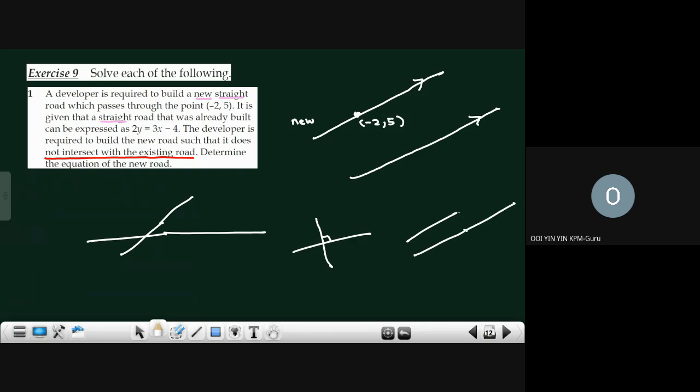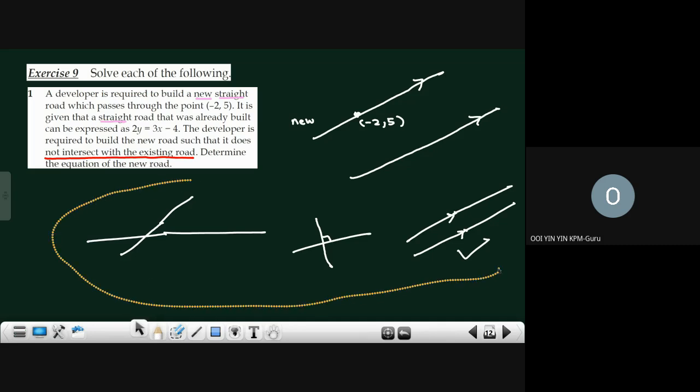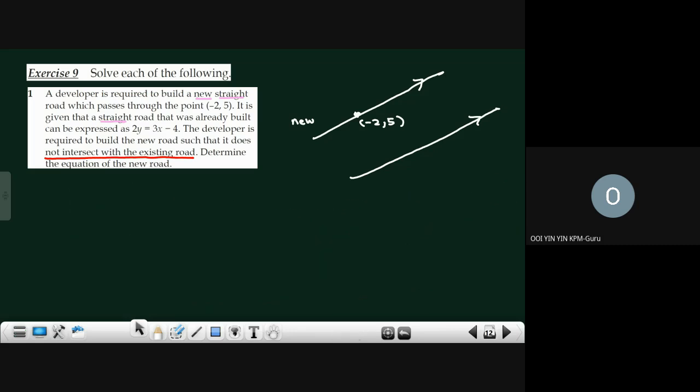From front to back there is no collision at all, only this one case. Does not intersect means it is like this. So the conclusion is that the new road and your old road are parallel lines, okay? They are parallel lines.